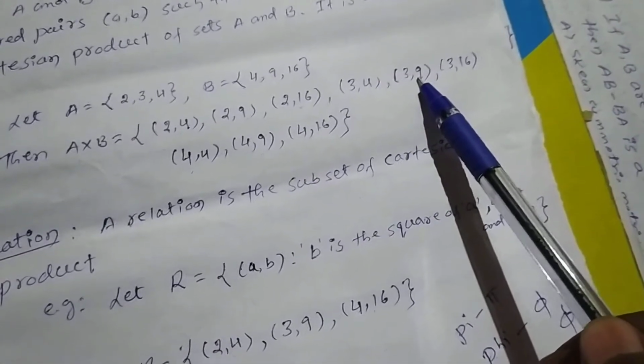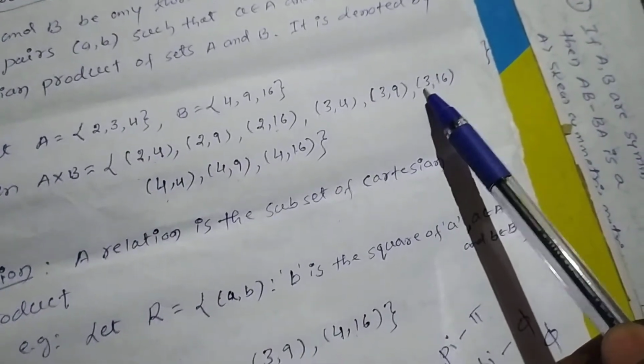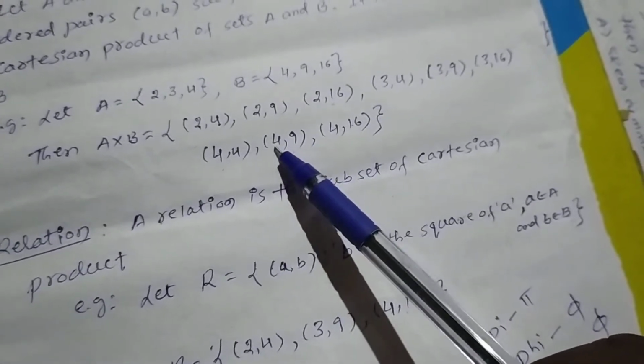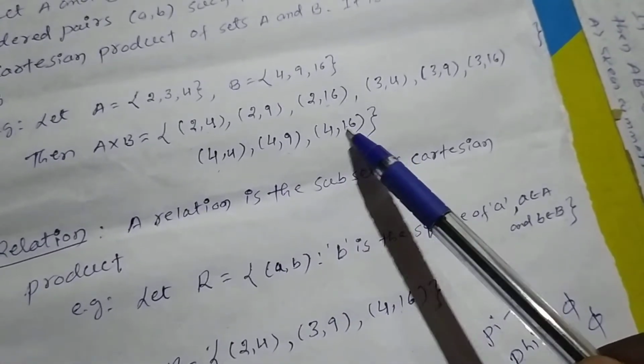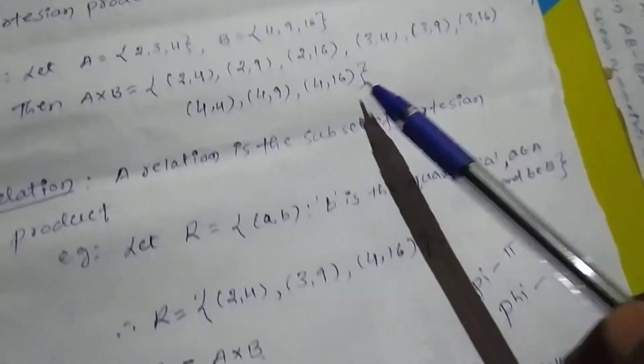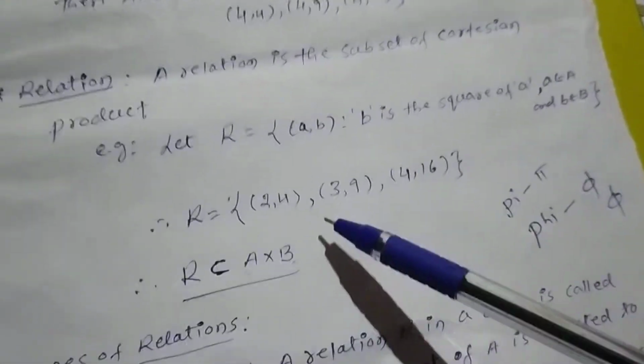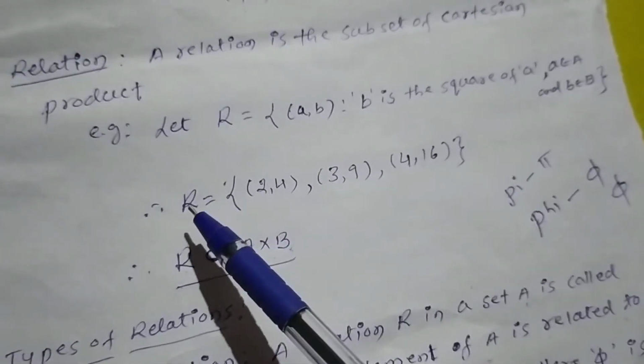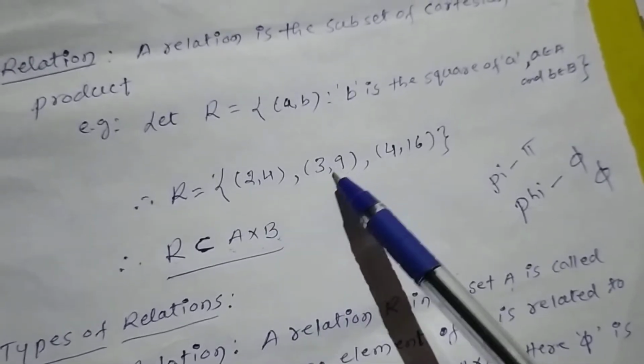Hence we have to pick up here (3, 9). And 16 is not the square of 3. 4 is not the square of 4. 9 is not the square of 4. But 16 is the square of 4. Hence we have to write (4, 16) in the relation R. So this is set-builder form, this is roster form. So according to the rule, we have written the relation R = {(2, 4), (3, 9), (4, 16)}.